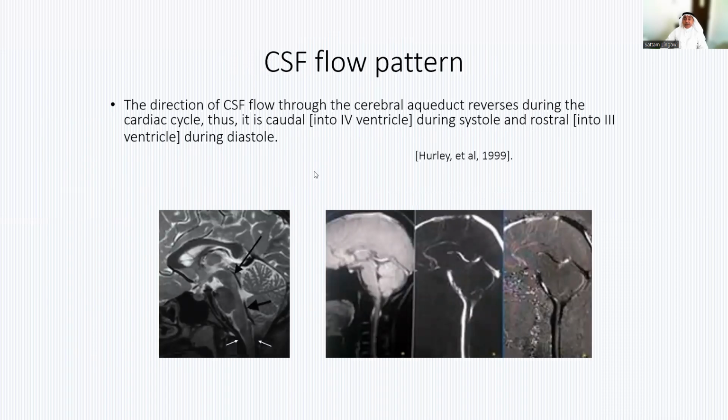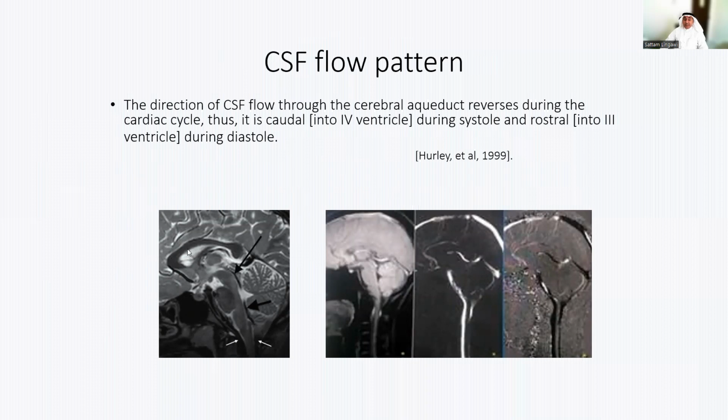The flow pattern was studied heavily with the introduction of MR imaging of CSF flow, with certain sequences targeting the flow pattern. As we said, the CSF flows from the lateral ventricle into the third ventricle, then through the aqueduct of Sylvius to the fourth ventricle, and then seeps out through the foramina of the fourth ventricle into the subarachnoid spaces.